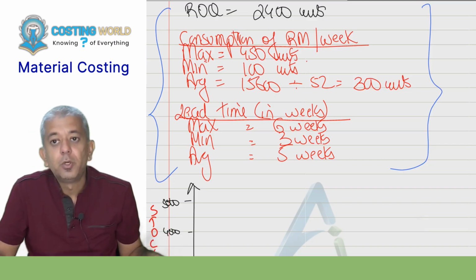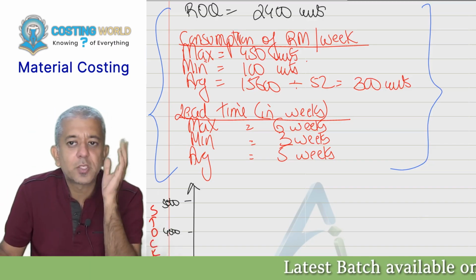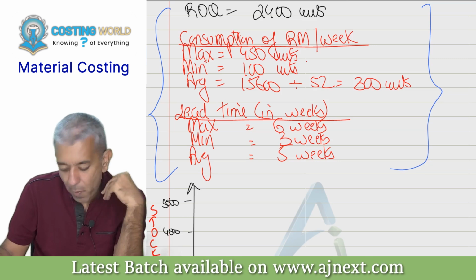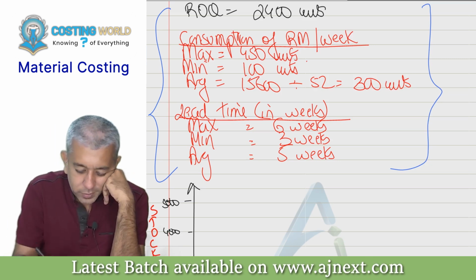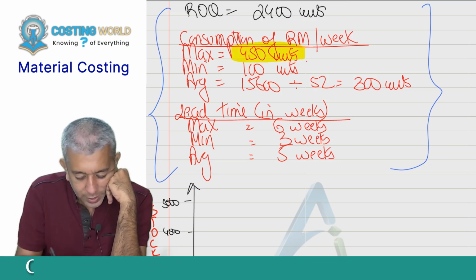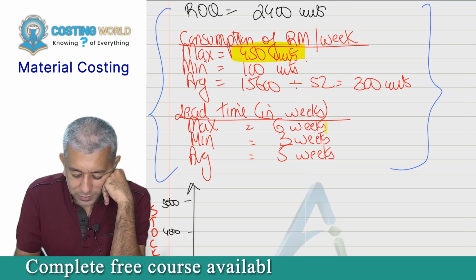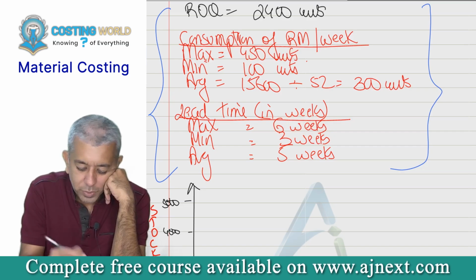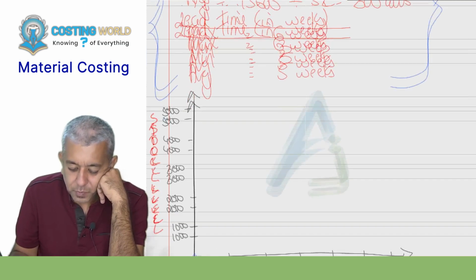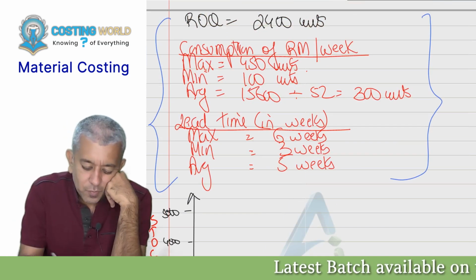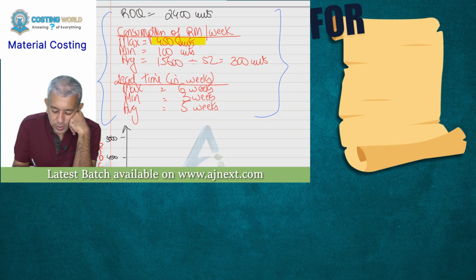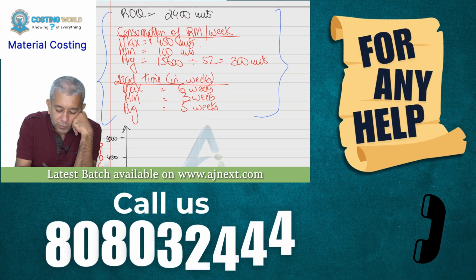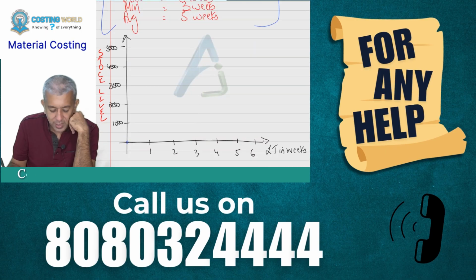2700. Can you explain me the logic of that? Maximum raw material consumed in 1 week is 450 units. Correct. And maximum lead time is 6 weeks. Correct. So then we multiply. Yes, sir. Okay, perfect. See, what did he say? Sir, maximum consumption into maximum lead time. 450 into 6 will be 2700.